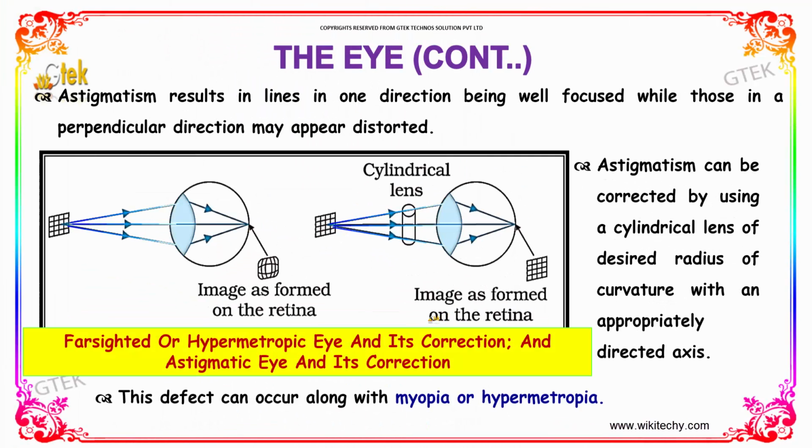This astigmatism results in lines in one direction being well focused, while those in a perpendicular direction may appear distorted. Astigmatism can be corrected by using a cylindrical lens having a desired radius of curvature with an appropriately directed axis. This defect can occur along with myopia or hypermetropia.